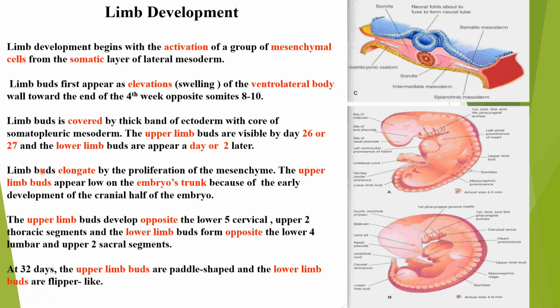Then the limb bud elongates by proliferation of the mesenchyme. The upper limb bud appears low on the embryo's trunk because of early development of the cranial half of the embryo. The upper limb bud develops opposite the lower 5 cervical and upper 2 thoracic segments, the origin of the brachial plexus, and the lower limb bud forms opposite the lower 4 lumbar and upper 2 sacral segments, the origin of the lumbosacral plexus. At day 32, upper limb buds are paddle shaped and lower limb buds are flipper shaped.